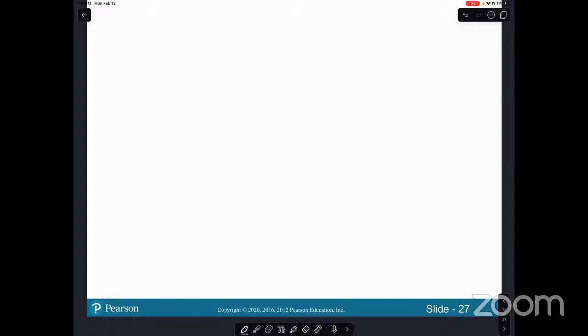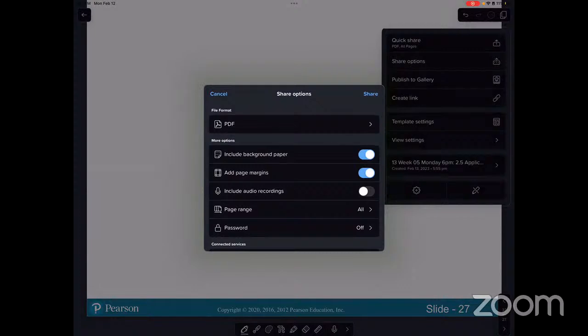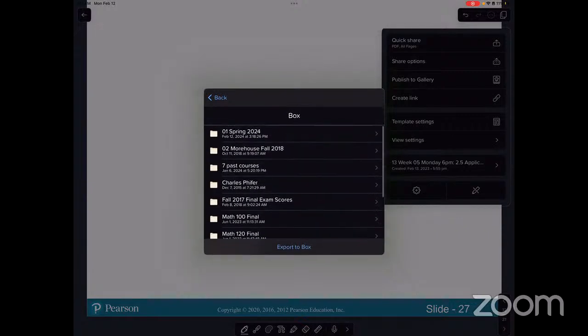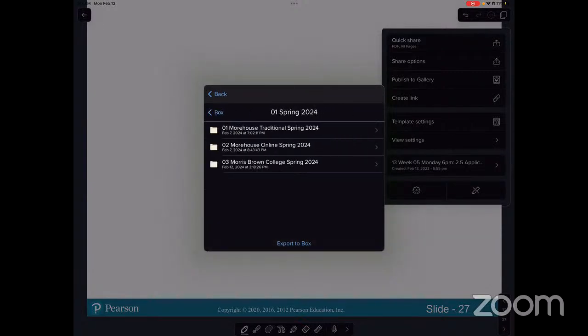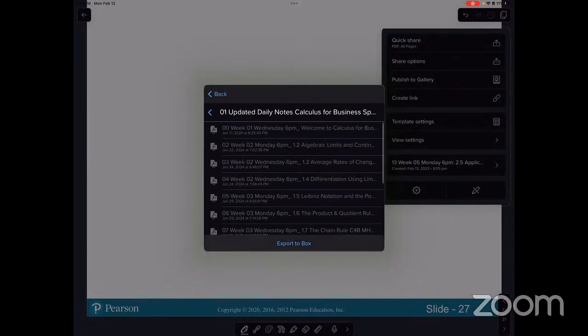Let me make a copy of this available to Box. It's not the right folder. Spring. Traditional calculus. Notes. Updated daily. This is week 5. I think this is correct, 2.5.